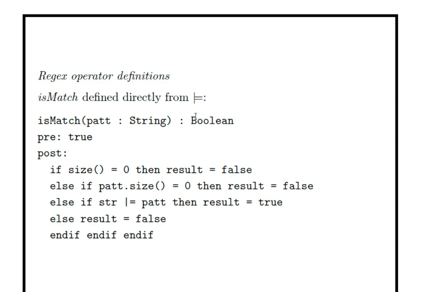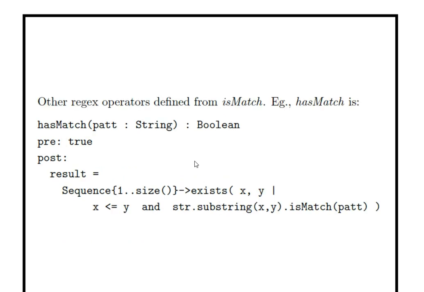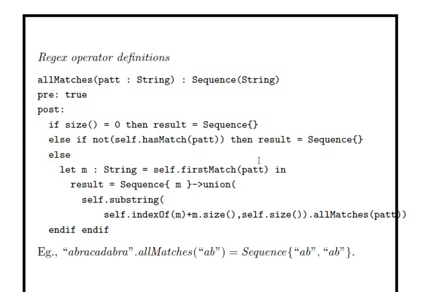Now, given that basic semantics, we can then define our regular expression operators. isMatch simply uses the models relation and returns true if that's satisfied. hasMatch can then be defined from isMatch by asking if there's a non-empty substring which is a match. In fact, these two things are interdefinable. We could start with hasMatch.